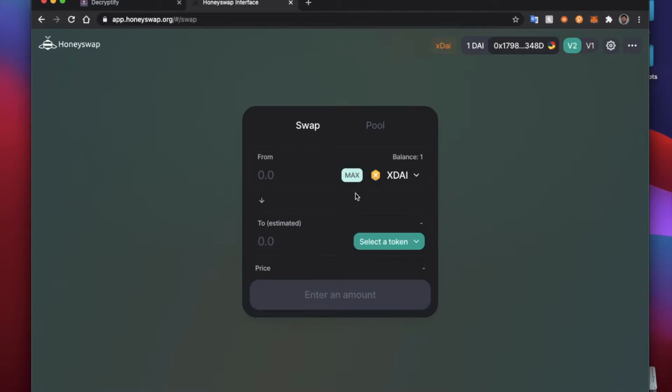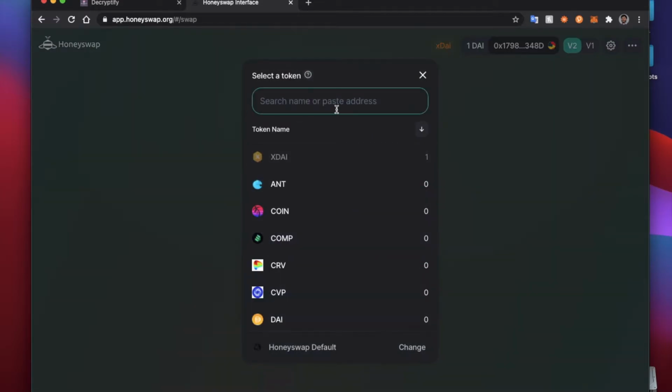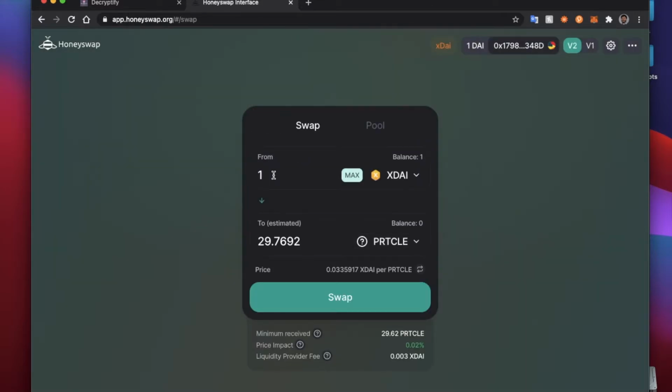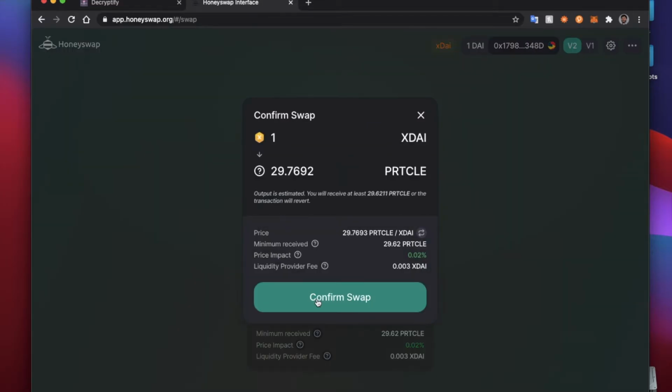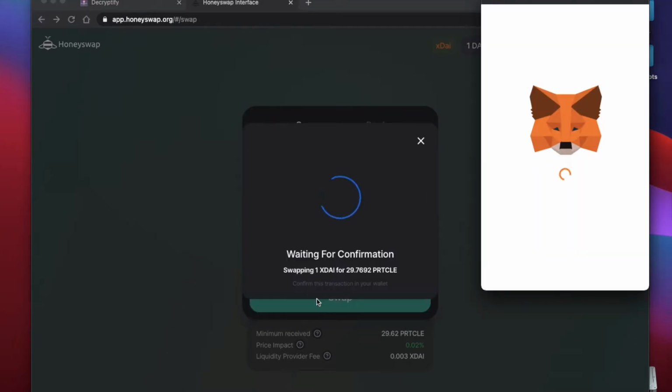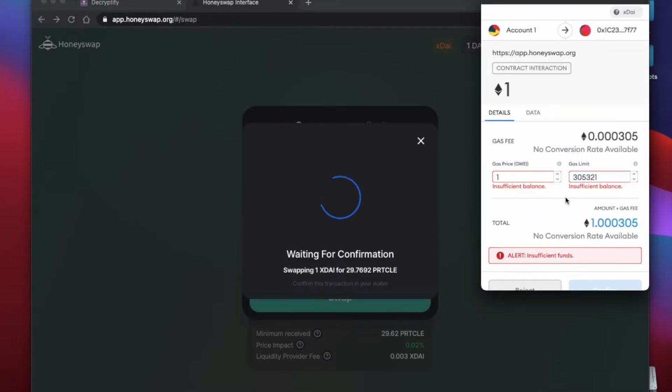So if I wanted to trade my one DAI for some, what's a good project on XDAI? We're just going to talk about Particle token. I could get 29 Particle for my one XDAI. So if I wanted to swap this though, that's all of the DAI I have. When I go to confirm my swap, I'm probably going to run into an issue. I don't even have the one GWEI available. So let's just talk a little bit about how the gas fee is calculated here.